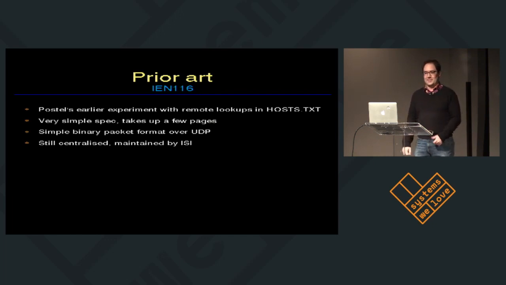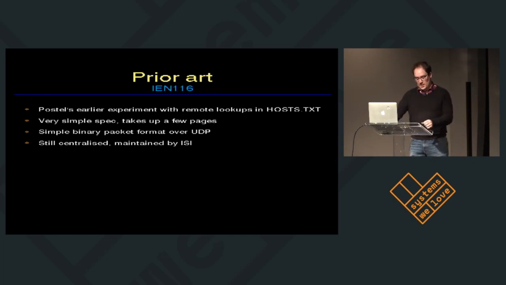There's quite a few arguments, if you go back and read the mailing list archives at the time, about how to do things with it, particularly like wildcard lookups and how to represent some kinds of information, which just wasn't covered because the spec was so small. It is, however, a binary packet format over UDP. It's still centralized, so ISI would still have to manage the database. It's not a great fit on its own, but it does provide some of the ideas that they were looking at the time.